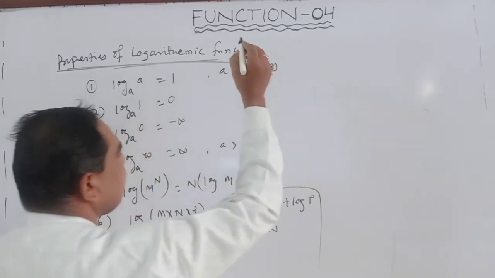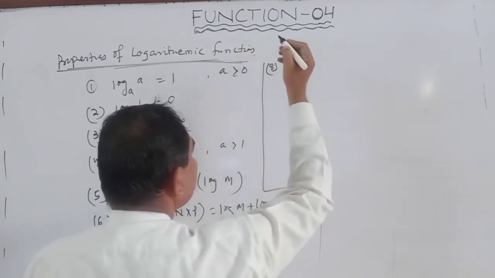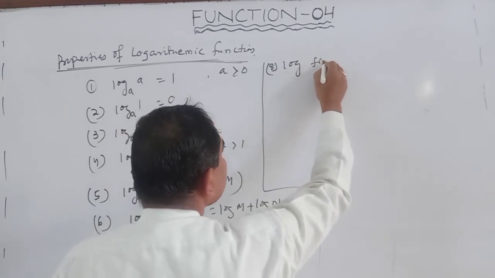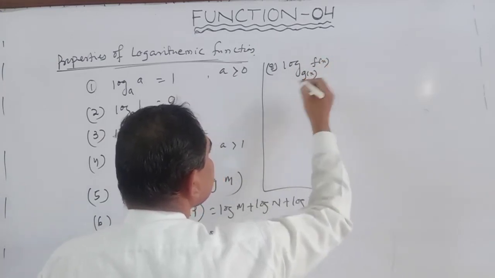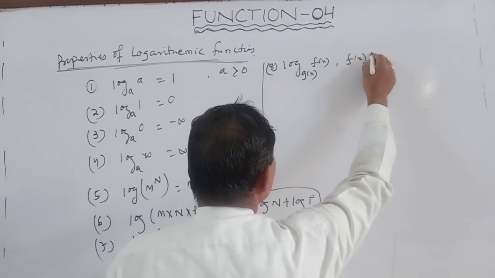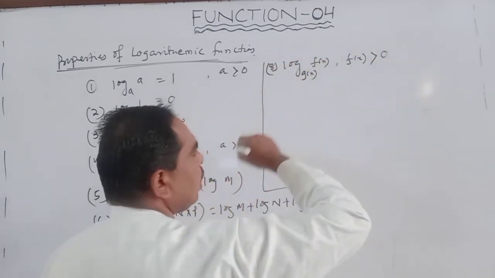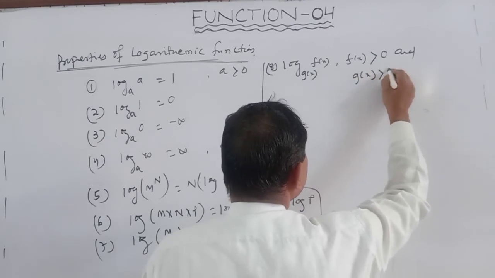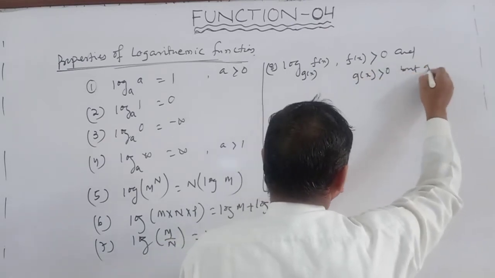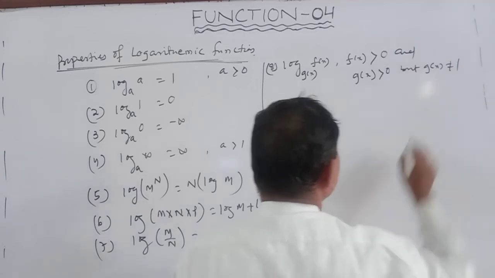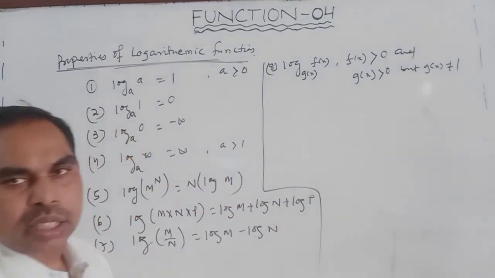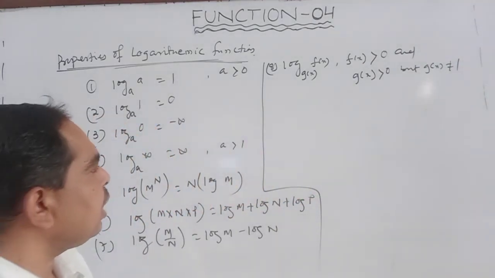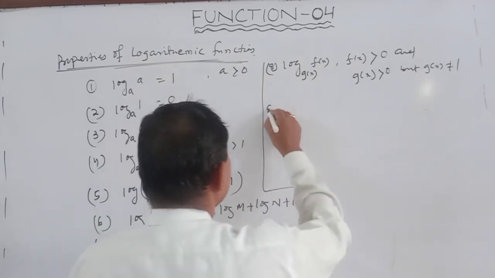8. Log of f(x) base g(x). So f(x) should be greater than 0 and g(x) also greater than 0, but g of x is not equal to 1.